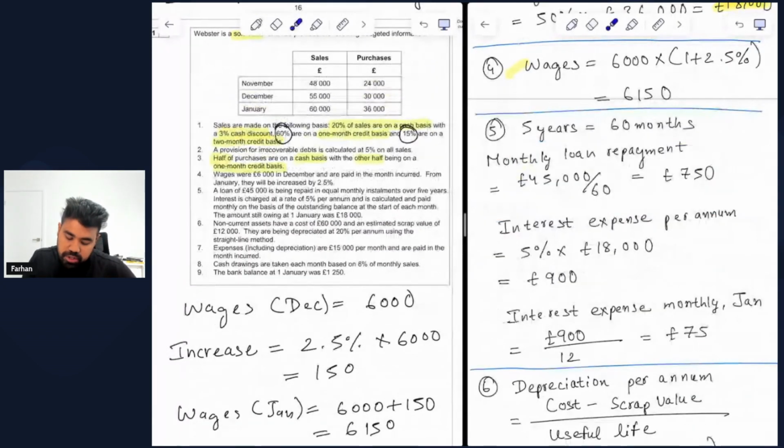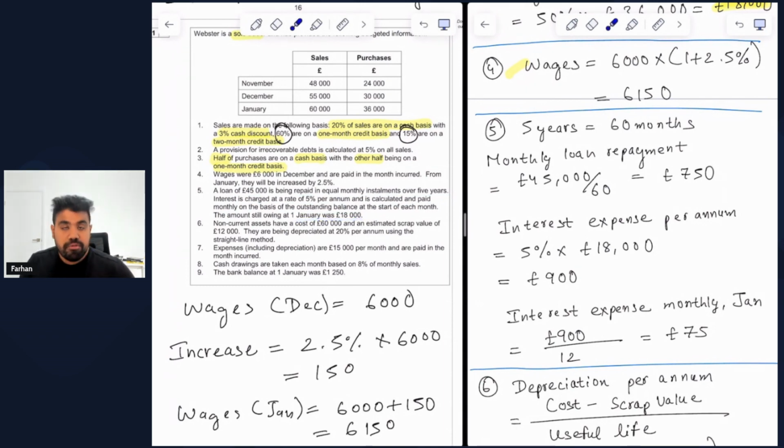So let's look into point number 5. A loan of £45,000 is being repaid in equal monthly installments over 5 years. Interest is charged at a rate of 5% per annum and is calculated and paid monthly on the basis of the outstanding balance at the start of each month. The amount still owing at 1 Jan was £18,000.